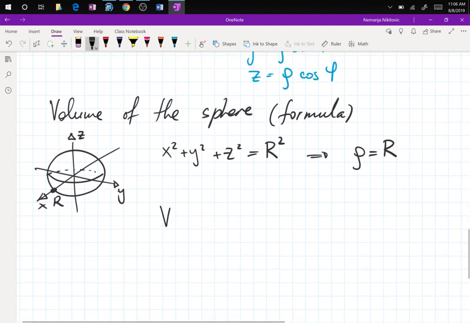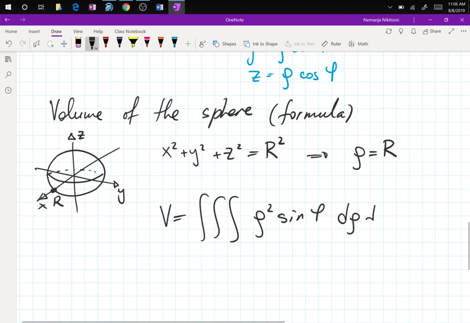So now for the volume, I'm going to set up a triple spherical integral. Again, I'm looking for volume, so there will be no function here. All I'm going to have is a string which you have to memorize, which is rho squared sine phi d rho d phi d theta. So this is the string.